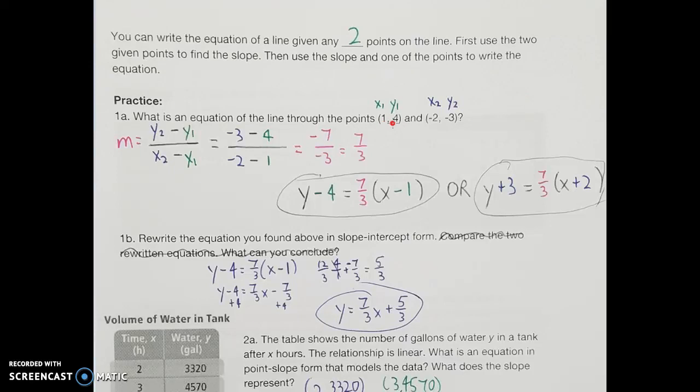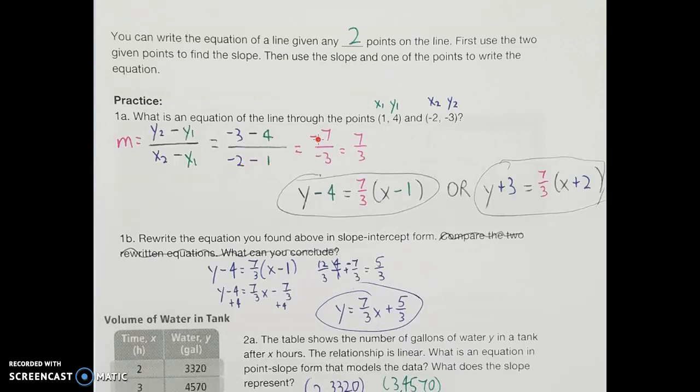If one of my points is (1, 4), and another point on the line is (-2, -3), again, your slope formula is just where you're taking the y's and subtracting them. So to find your slope, the formula is y2 minus y1, so -3 minus 4. Remember, you can also switch those two, so 4 minus -3 would also work. And then you just want to use that same x coordinate, so -2 minus 1 is x2 minus x1.